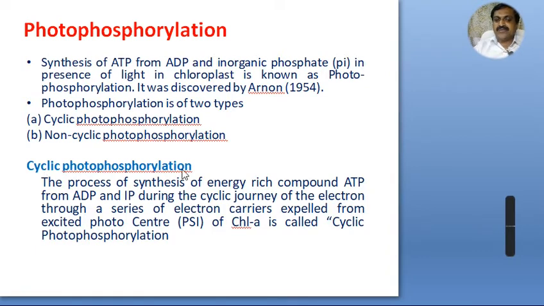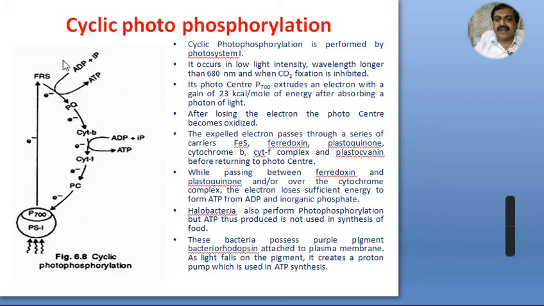So if you consider the first one, cyclic photophosphorylation, it is the process of synthesis of the energy-rich compound ATP utilizing ADP, adenosine diphosphate, and inorganic phosphate during the cyclic journey of the electron, which is expelled from the excited chlorophyll A molecule. This could be explained by this cycle. This is the schematic representation of cyclic photophosphorylation.